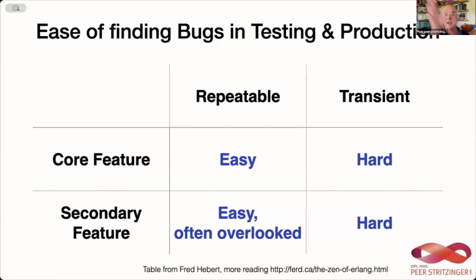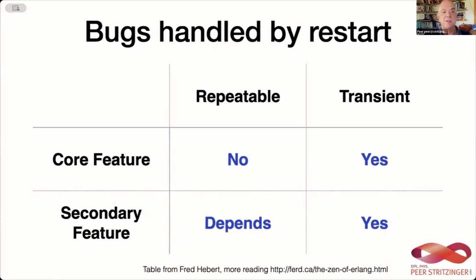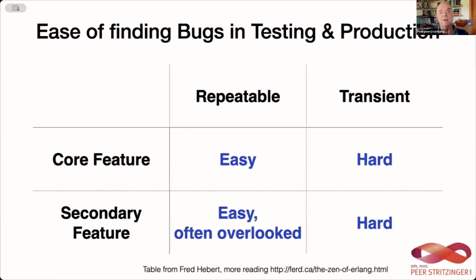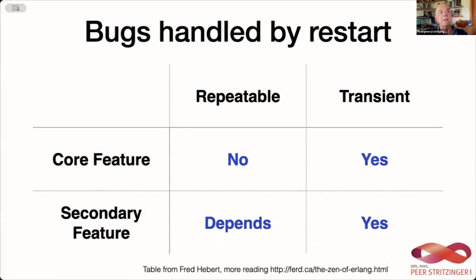Now look at the same table with repeatable and transient bugs, and look at what happens when we have a supervisor tree and we restart things, and which ones are fixable. So, bugs handled by restart. Repeatable bugs in core features, probably not. You restart it, you get the same input again, you crash again. But they were easy to find anyway, so we really need to find them with testing. But transient bugs, because they need time and a buildup of corruption in the state to happen, no matter in what feature, are easily handled by restart, because you get rid of the corrupt state, and then you have all the time until the transient bug happens again, which is usually rare.